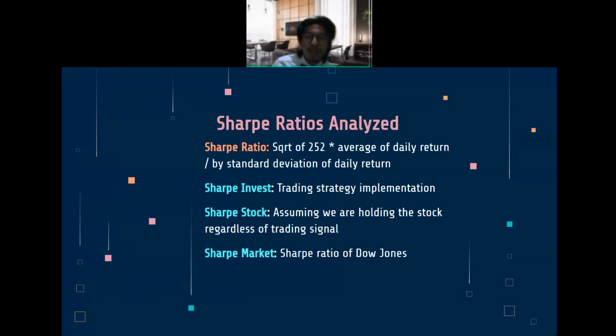And the three elements that we focused on were the Sharpe ratio of our investment or the trading strategy being implemented, the Sharpe ratio of the 3M stock, and for that Sharpe ratio, we are assuming we are holding the stock regardless of the trading signal or our trading strategy being implemented. And finally, the Sharpe ratio of the market, so the Sharpe ratio of Dow Jones.